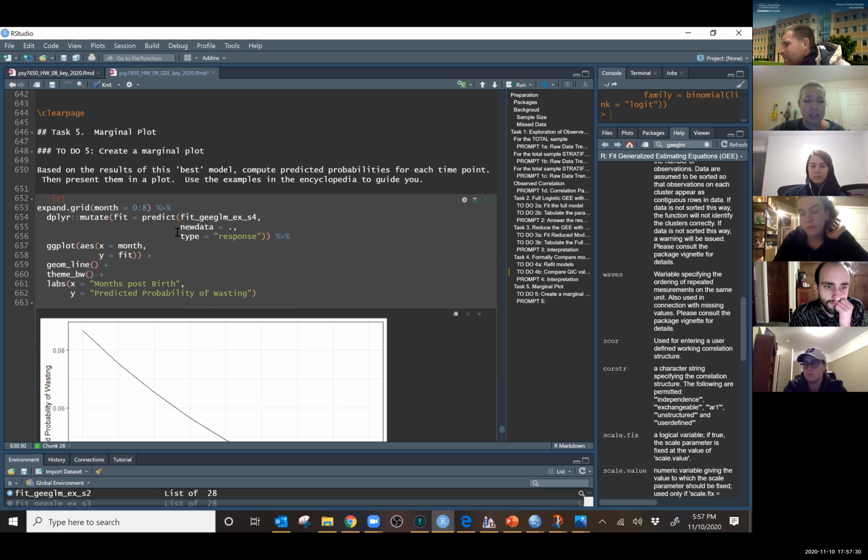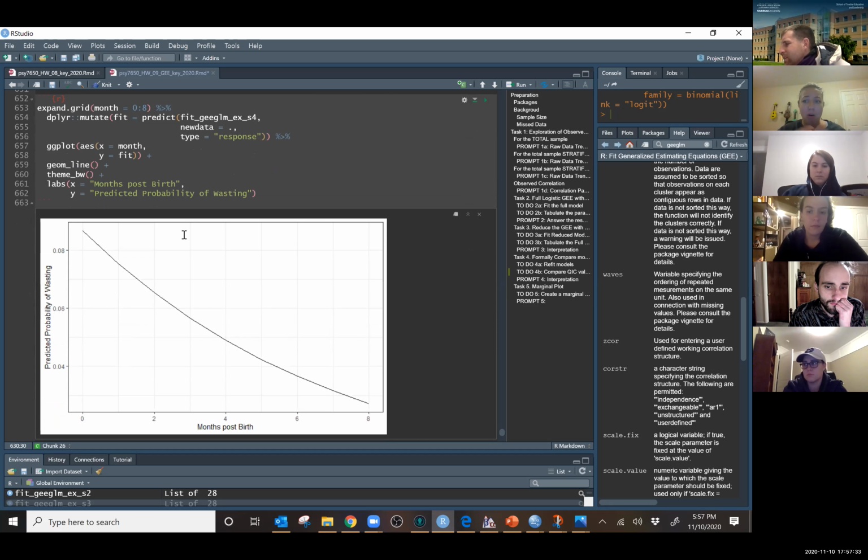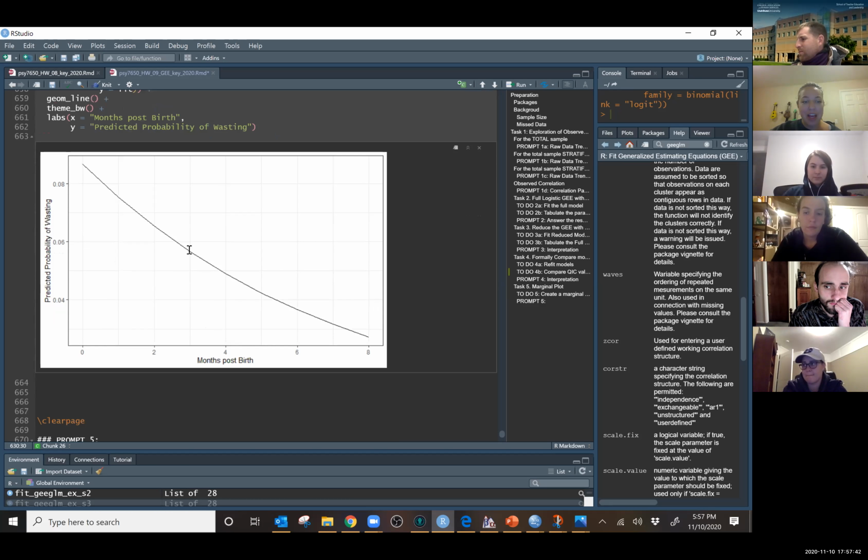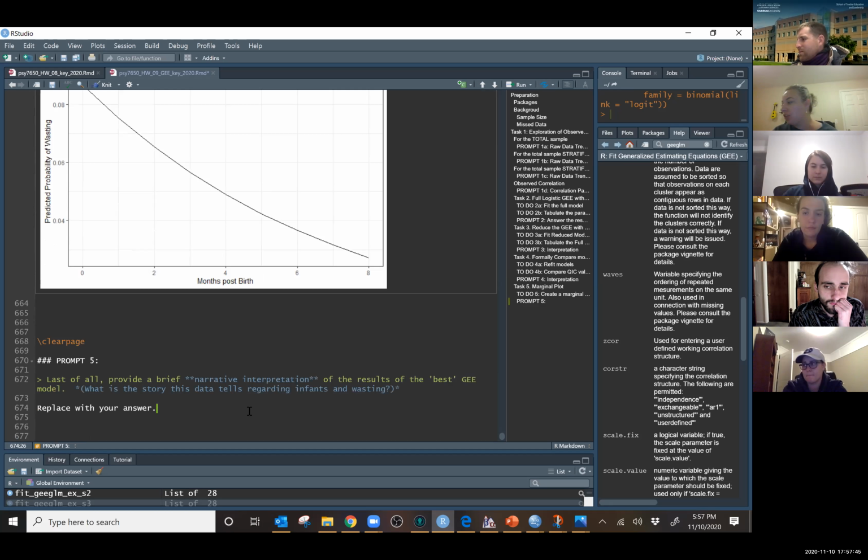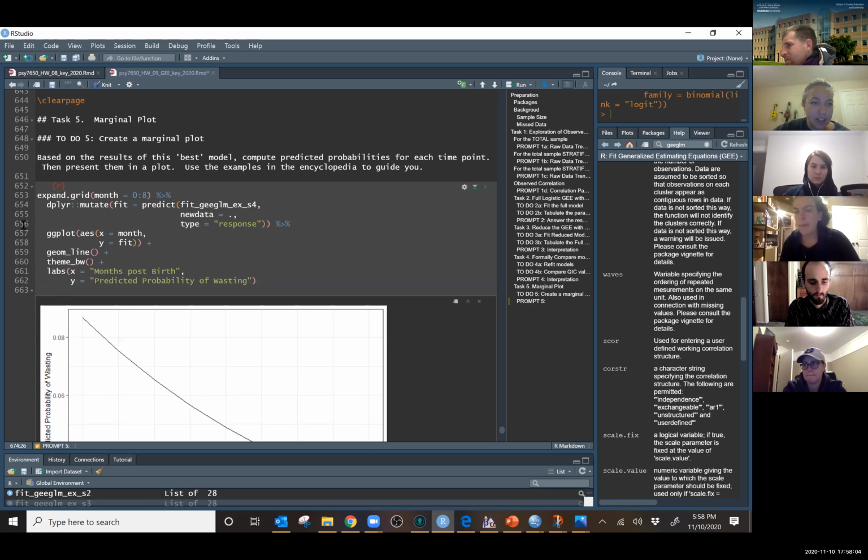But in this case, the plot I made only has month in it, and it looks pretty plain. So how do you write this up? If you arrived at the solution I did, there is a decrease in the risk of wasting over time, but that is not moderated by sex or diarrhea or anything else. Now, the way Joey did it, let's see.